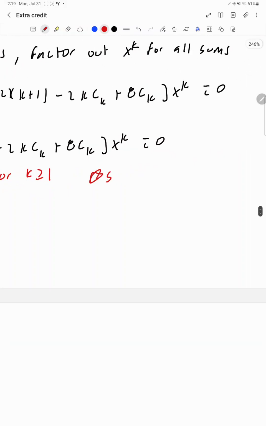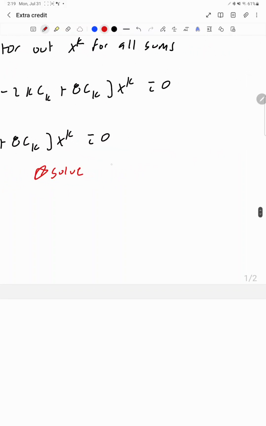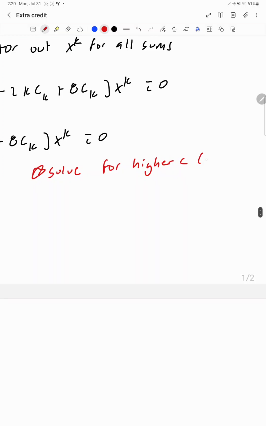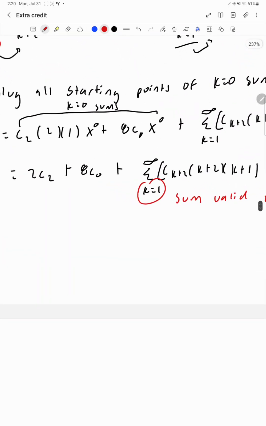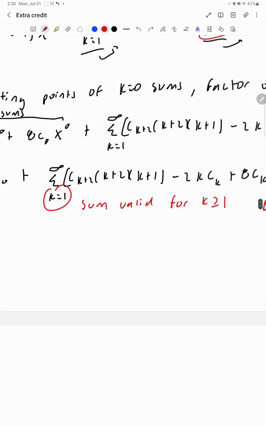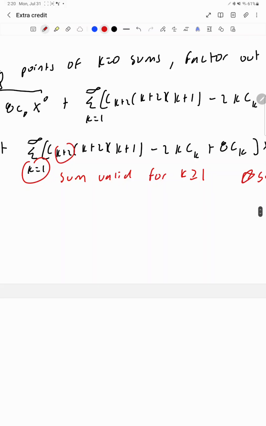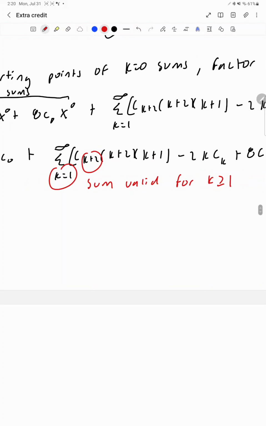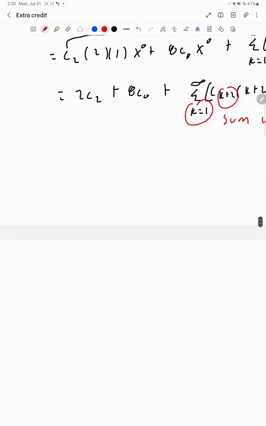And then we're going to solve for the higher c. So c of k plus 2. If you see all these c's, in the sums you have k plus 2 and then k and k. So we're going to solve for c of k plus 2.